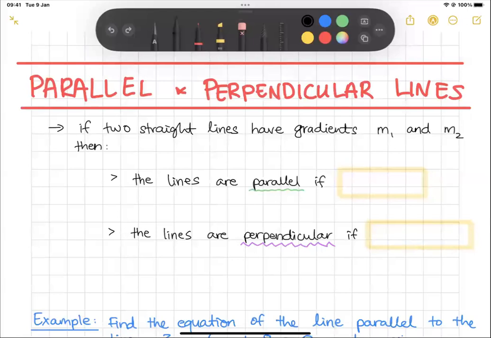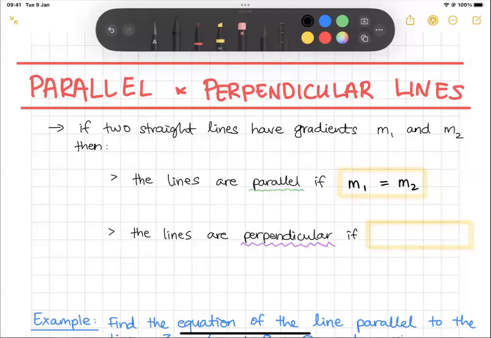If two straight lines have gradients m1 and m2, then the lines are parallel if m1 is equal to m2. Basically, if both of the gradients of those two straight lines are exactly the same.